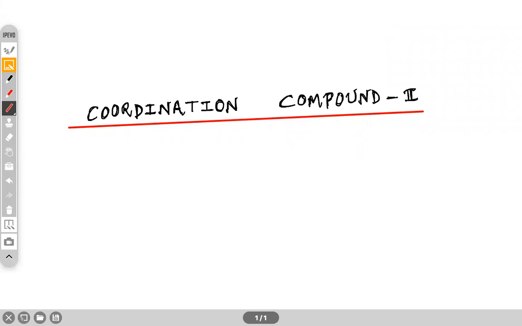Yes, sir. What did we do last class? I think we did Werner's Coordination Theory, right? Yes, sir. We wrote the drawbacks of Werner's theory. That was the last thing.